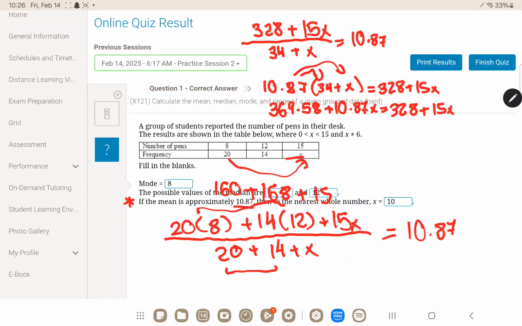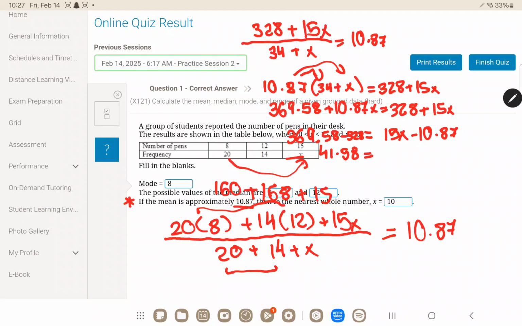Now what we're gonna do is move the x's to the same side and the numbers to the same side. So it's gonna be 15x minus 10.87x equals 369.58 minus 328. Now let's simplify again. This 369.58 minus 328 is 41.58.